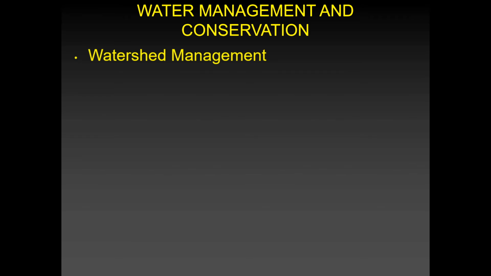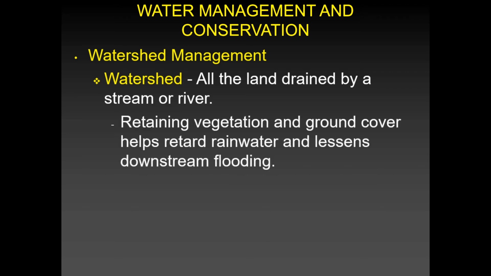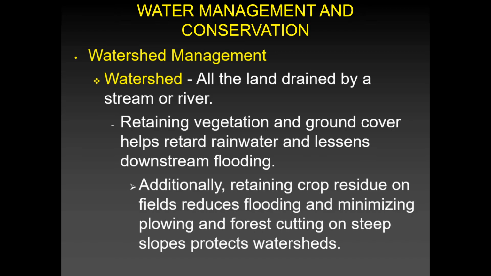So water management or watershed management is really big. There's a professor at Purdue Fort Wayne, Bob Gillespie, who does a lot with watersheds. A watershed is all the land drained by a stream or a river. Here in Fort Wayne, we have 2 watersheds, and the Grand McCulloch Ditch at Eagle Marsh is the division. Retaining vegetation and ground cover helps retard rainwater and lessens downstream flow. Additionally, retaining crop residue on fields reduces flooding and minimizes plowing. Forest cutting on steep slopes protects watersheds. So you can see there's a ton of stuff that you can do to improve the quality of a watershed.